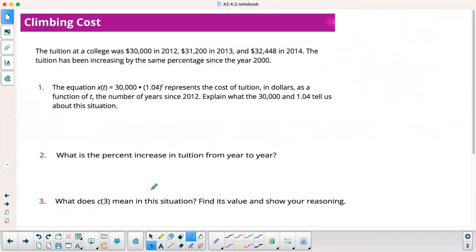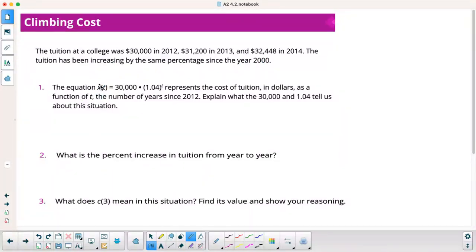All right. So next time we're going to increase. So tuition in a college is going to be increasing. It always goes up. So starting out at $30,000 in 2012, 31,200 in 2013, 32,448 in 2014. So the tuition has been increasing by the same percentage since 2000.